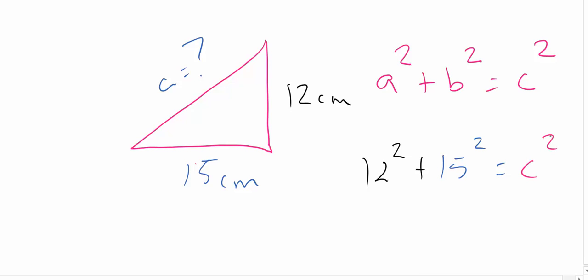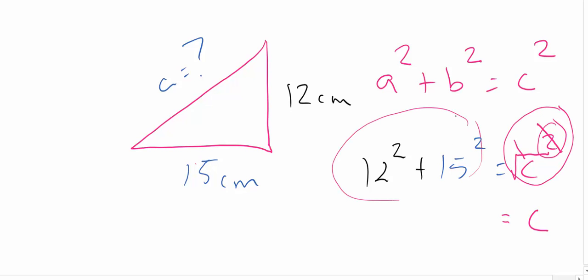Now I have to get this squared out of here. I can't have my answer being squared. So I'll review what we do with squaring. In order to get rid of the square, we actually have to square root this side, which gets rid of the square so that I'm isolated just for C. But whatever I do to this side of the equation, I have to do to this side as well. So my new formula becomes the square root of 12 squared plus 15 squared, and that will give me C.